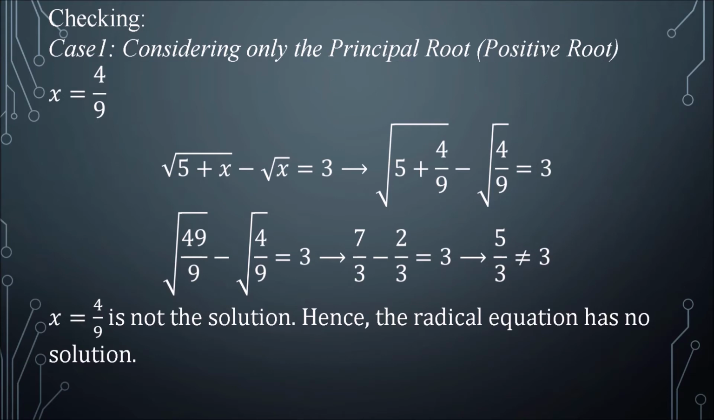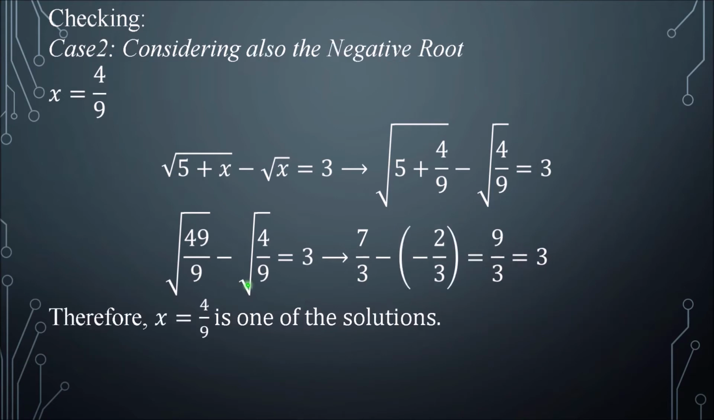Now let's have case number 2. Others will consider negative root. So plug in, same thing, 5 plus 4 over 9, and then square root of 4 over 9 from here. Now, as you can see, since square root has two answers or two roots, the positive and the negative, we will consider the negative in the second term.